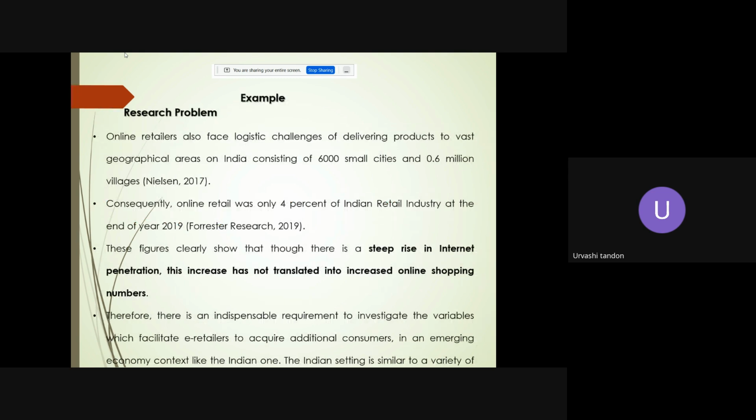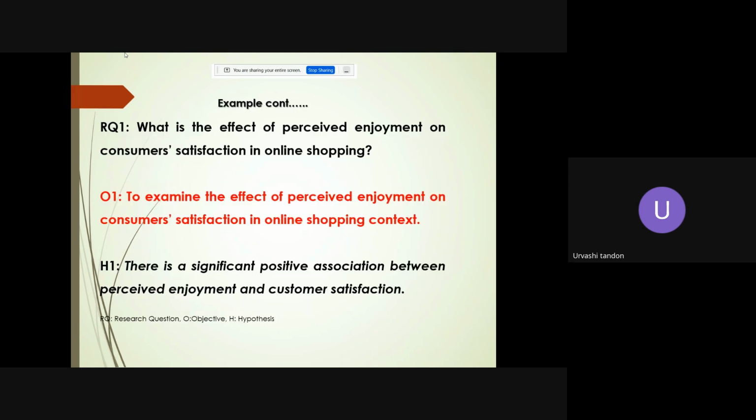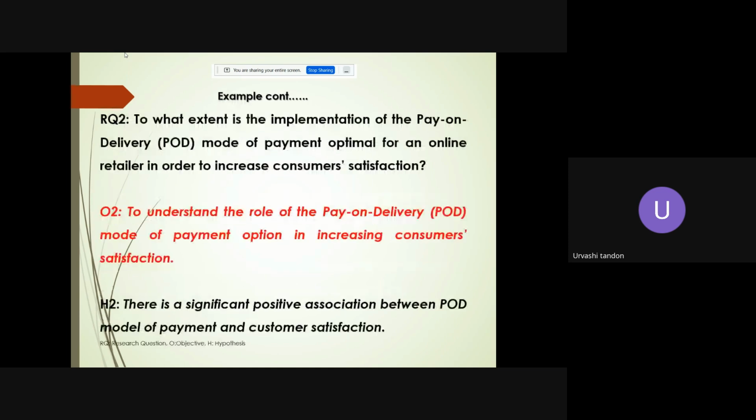as per this problem, the first question which comes to my mind is: what is the effect of perceived enjoyment on customer satisfaction? If I feel that I enjoy online shopping, I will do it more, because it saves my time, it is fun, and a lot of variety, a lot of products are available online. So here the objective would be to examine the effect of perceived enjoyment on consumer satisfaction in the online shopping context. And H1 says that there is a significant positive association between enjoyment and customer satisfaction.